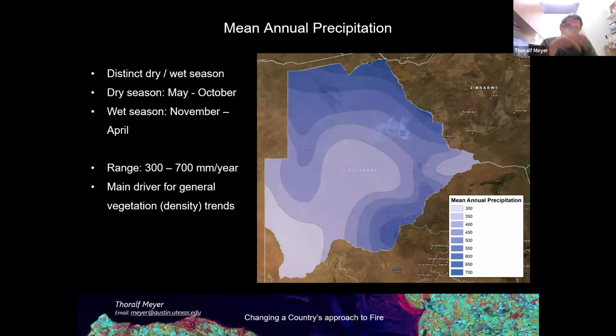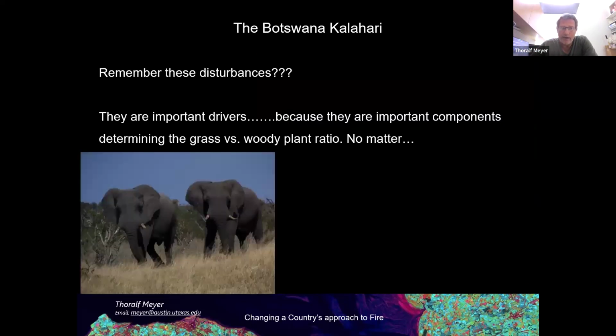So our natural range is pretty large. It's from 300 millimeters a year, that's almost desert condition, to about 700 millimeters a year, which should be about the same as you guys get up there in the north. And these rainfall conditions determine essentially the vegetative growth as a driver of fires in this case. And then we do have some significant disturbances in our ecosystems.